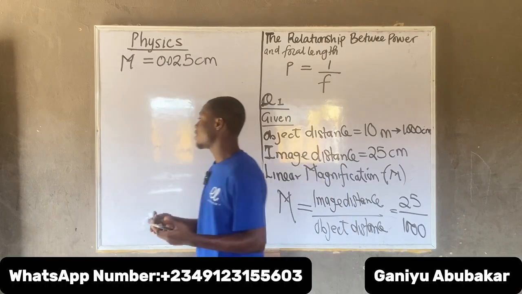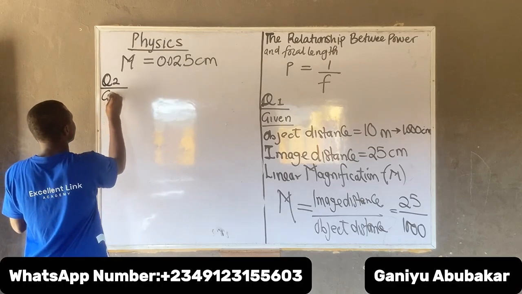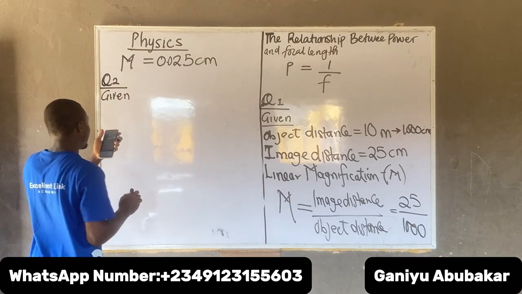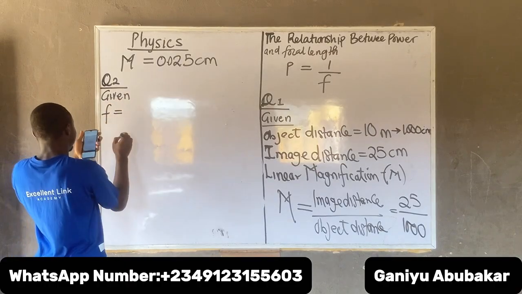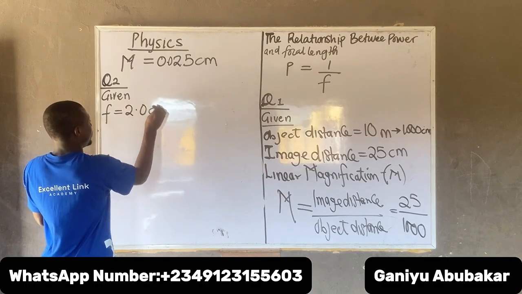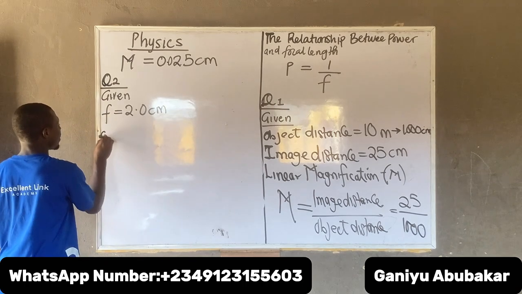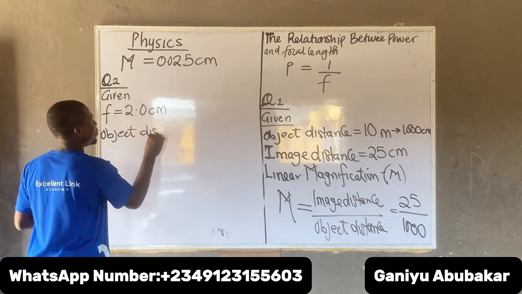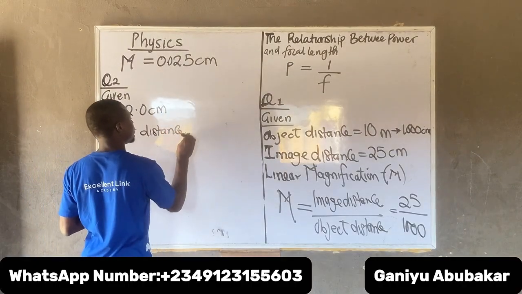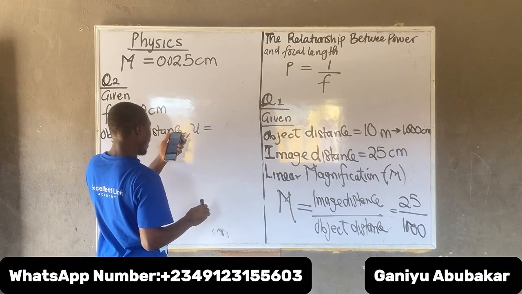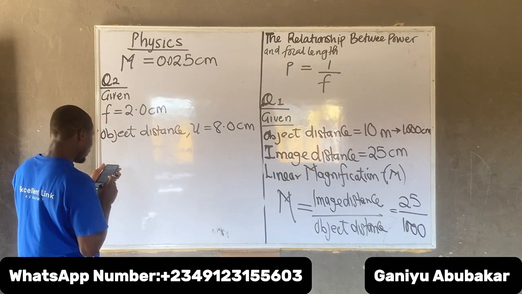It's simple as this, please. Your task is to list out what are given. Question 2, givens. It says the focal length of a concave mirror is, so focal length f is 2.0 cm, please. If an object is placed, so that's the object distance u. Of course, what's the value? 8.0 cm.